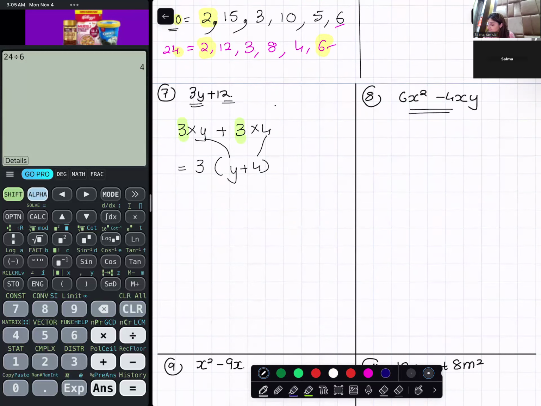Now factorize this. 6 can be written as 2 into 3, x square will be written as x into x, 4 can be written as 2 into 2 into x into y. Identify common factor. Common factor is 2x. What is left will be inside the bracket. So I'm left with 3x minus, over here 2x is gone, so I'm left with 3x minus 2y.